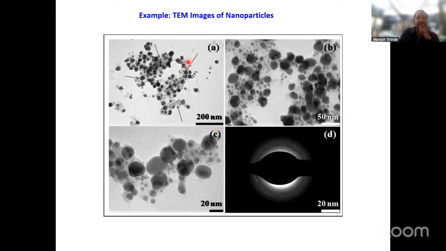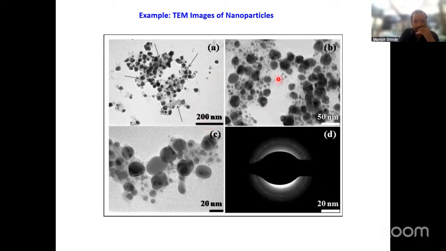This is an example of nanoparticles. This scale, if you look at, it is 200 nanometer. That means the distance between this point to this point in the scale is 200 nanometer. Now, by knowing this scale, you can calculate the particle size. Particles are very small, maybe around 40 to 50 nanometer.